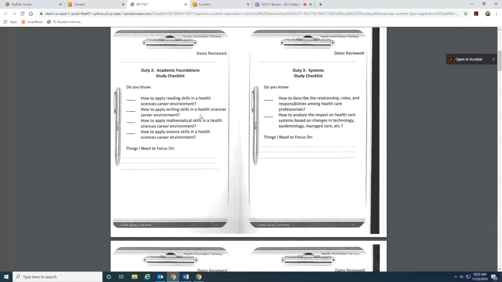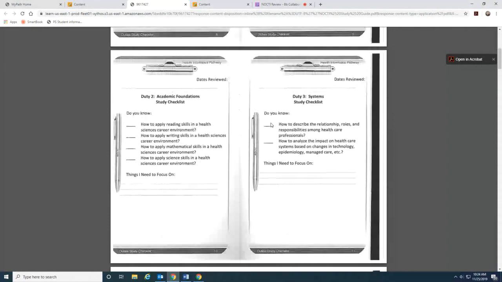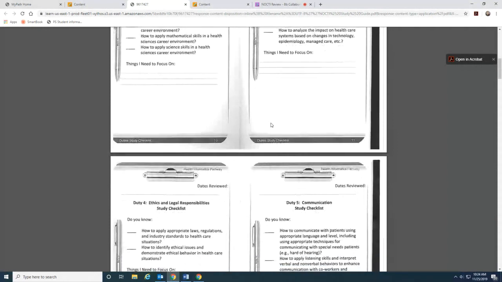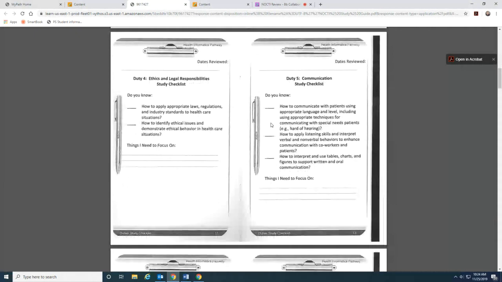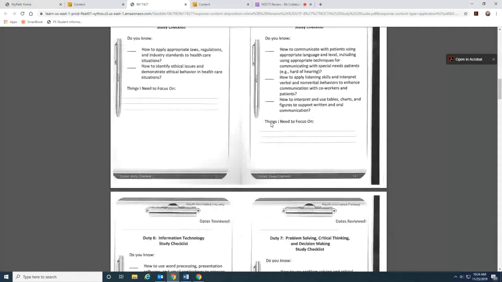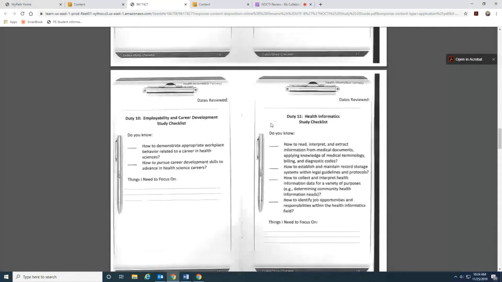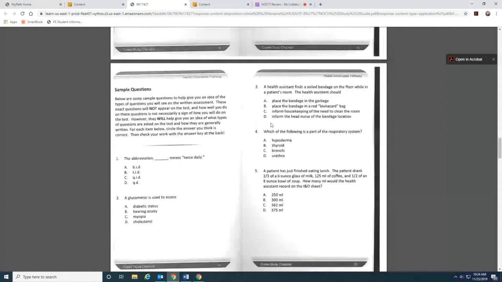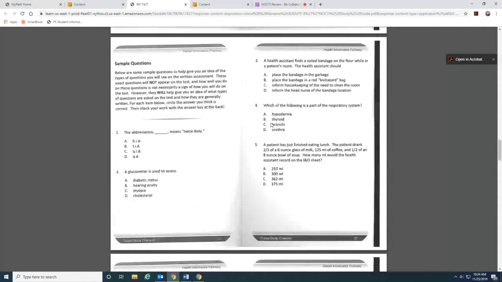Academic foundations is the second area, system studies, working with different types of healthcare roles in the medical organization. Ethics and legal responsibilities, communications, and once we get past the areas of study, we have sample questions. So this was what our pretest consisted of.